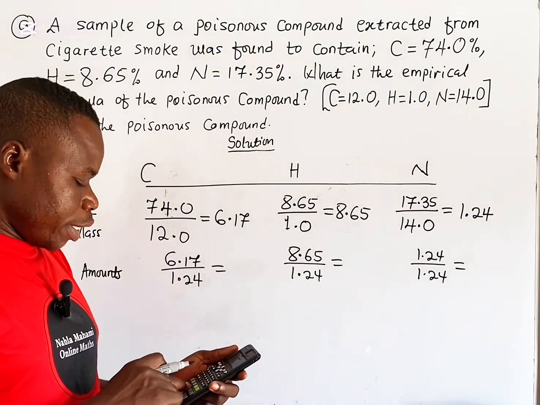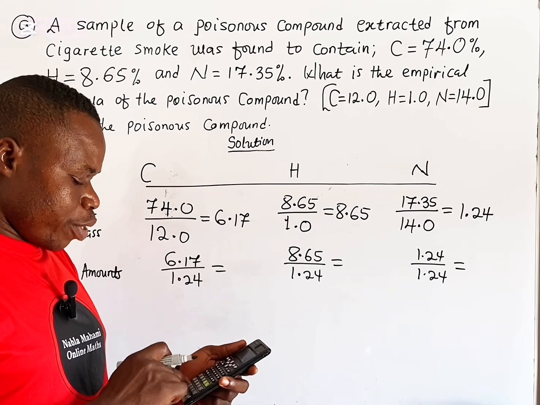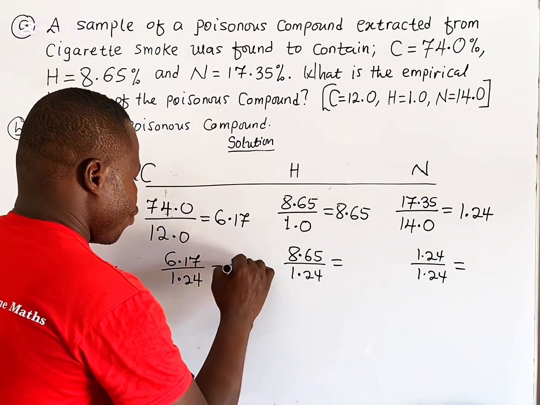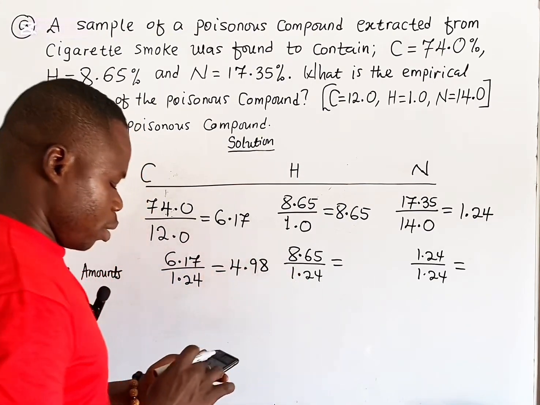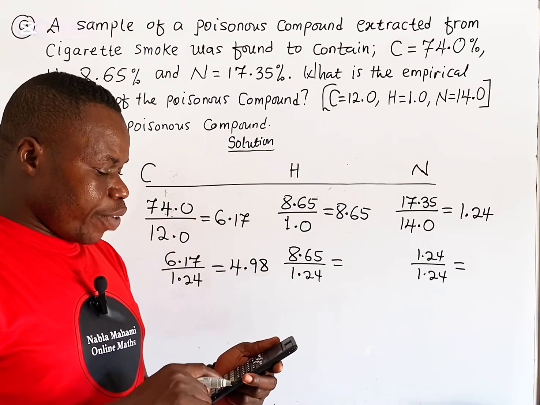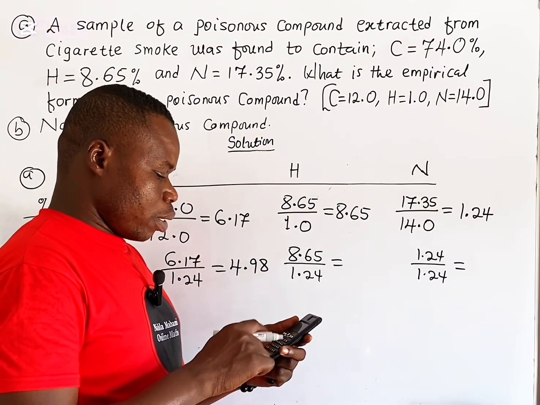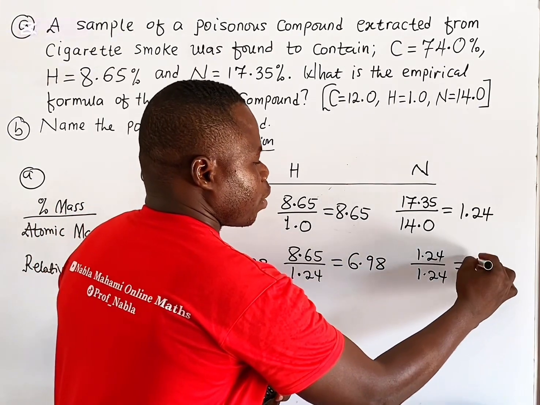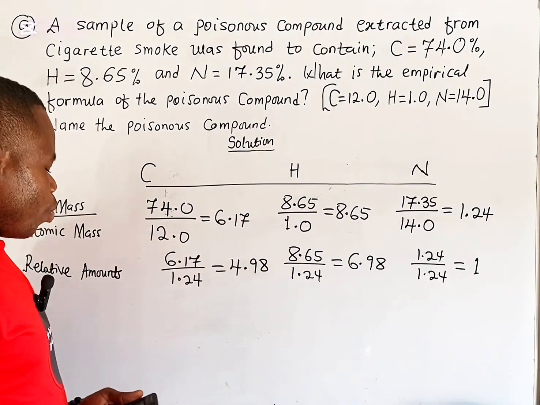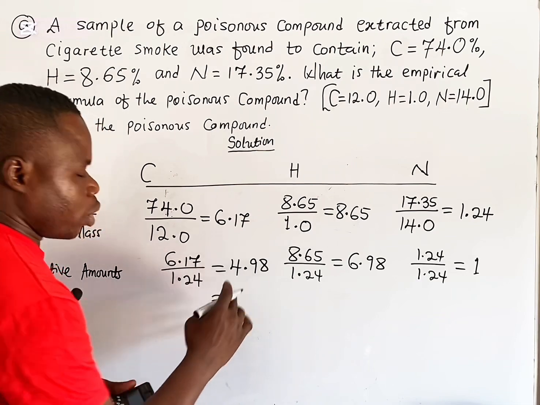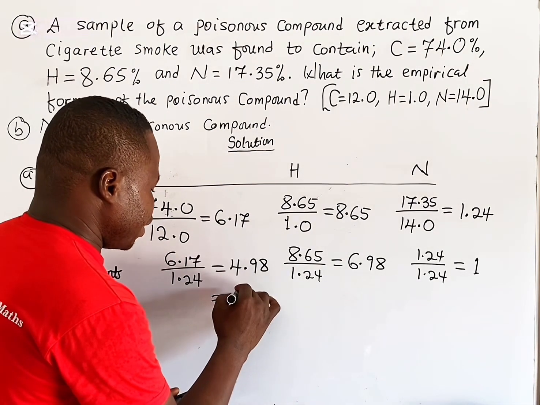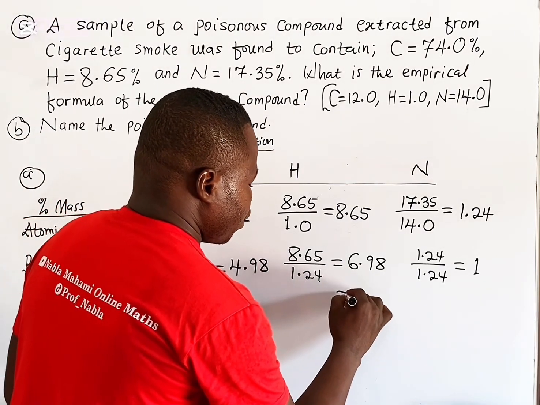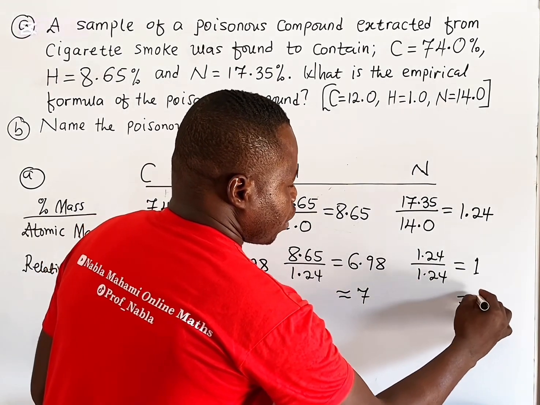Now, 6.17 divided by 1.24, I'll get 4.98. 8.65 divided by 1.24, I'll get 6.98, and this divided by this is 1. We can say that rounding these values to their nearest whole numbers, 4.98 is approximately 5, 6.98 is approximately 7, and this one is still 1.